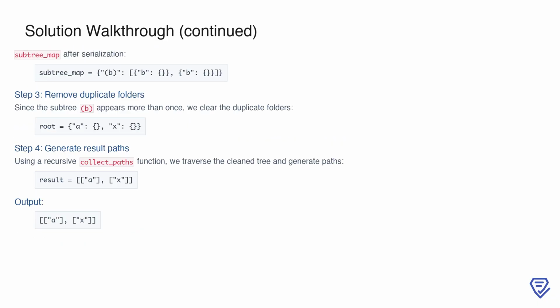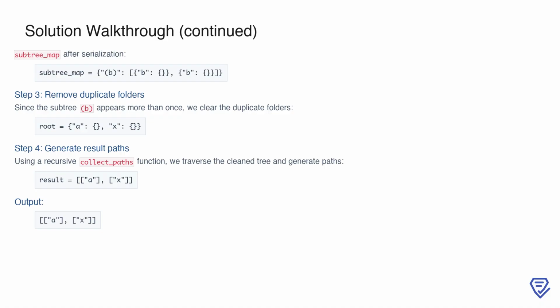After serialization, the subtree_map reveals that the subtree, b, appears multiple times, associated with the b nodes under both a and x. To remove duplicates, we clear these redundant subtrees by deleting the duplicate structures from the tree. The resulting folder tree is simplified to x.